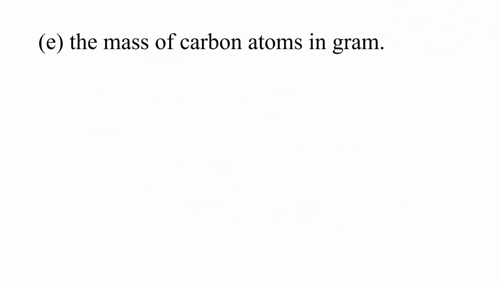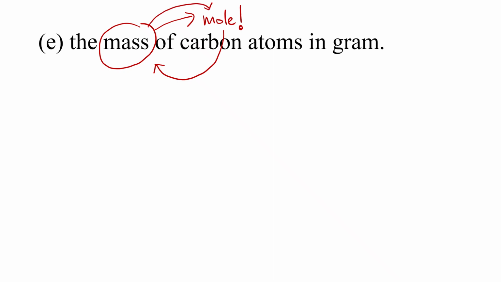Okay, next. Find mass of carbon atoms in grams. Okay, nak cari mass. So basically, bila nak cari mass, you mesti kena ada number of mole. Ini dia punya kaitan yang paling rapat. Okay, antara dua ni. Nak cari mole, kena ada mass. Nak cari mass, kena ada mole. Okay, they are so interrelated.